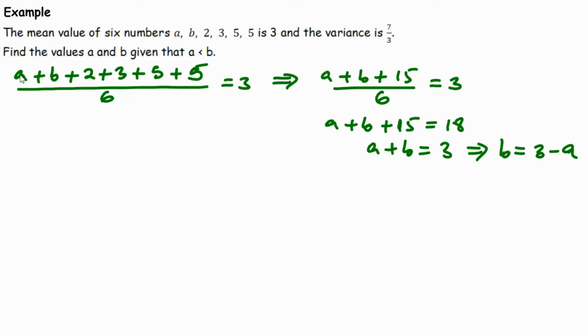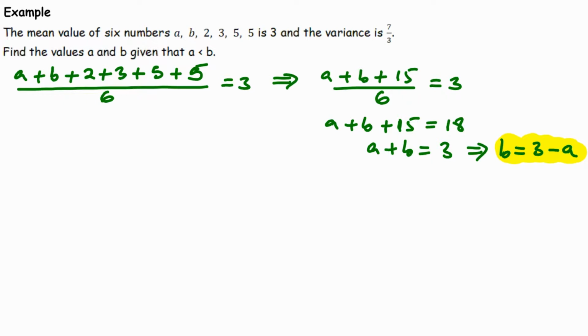So there's a reason why I'm writing this. B is equal to 3 minus A, because I suspect at some point in this solution we will need this substitution, because you're trying to find the values of A and B. So the next step is to find the variance.